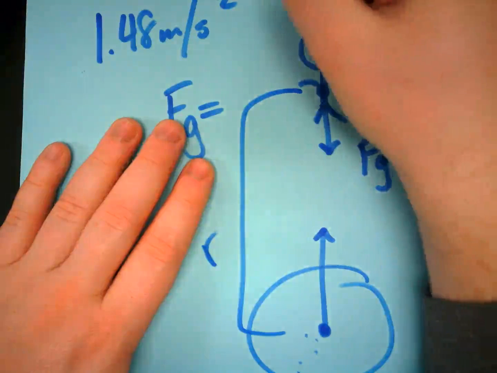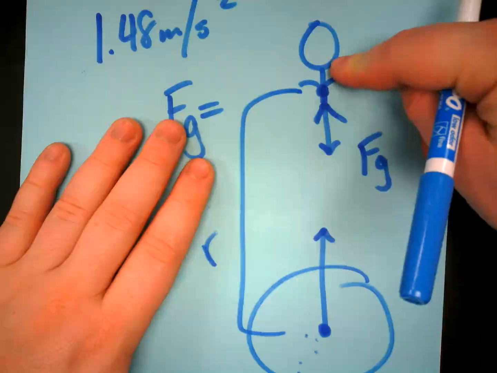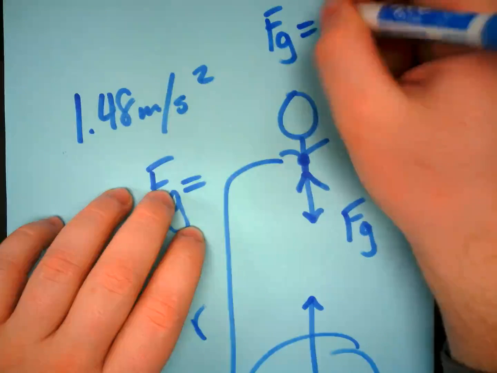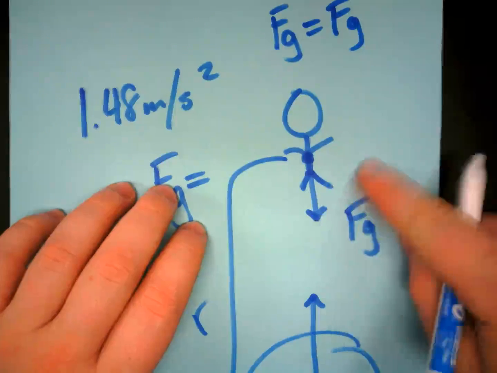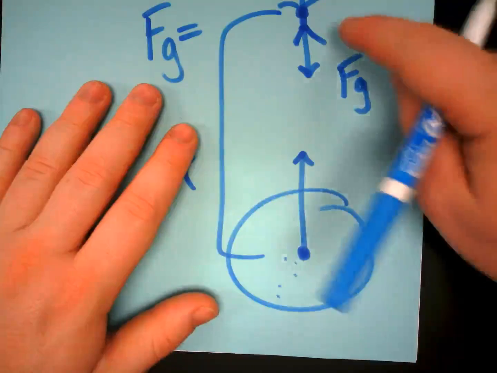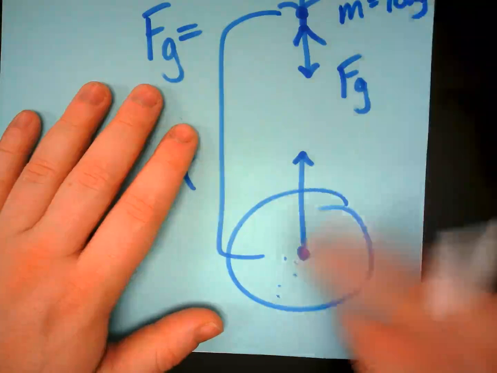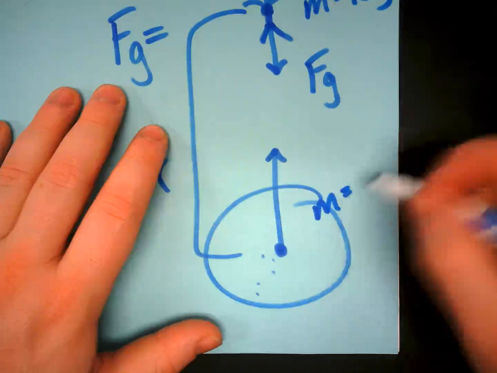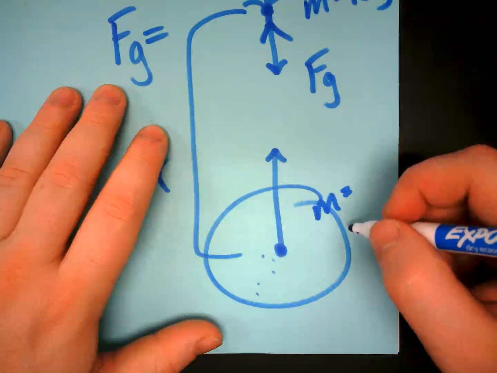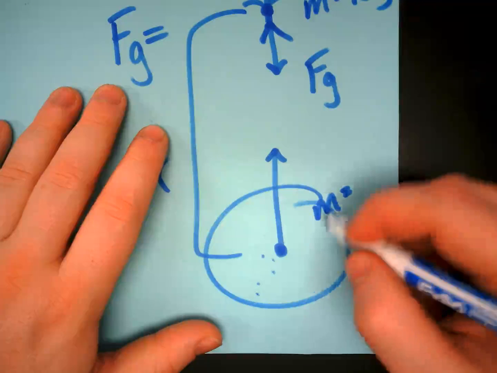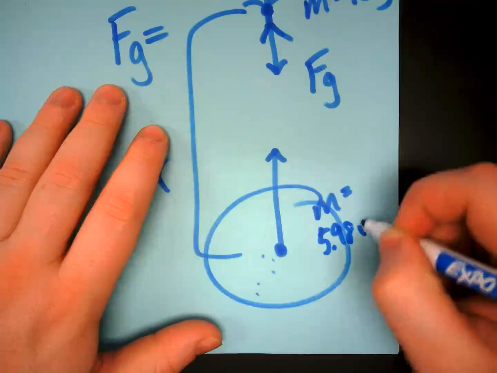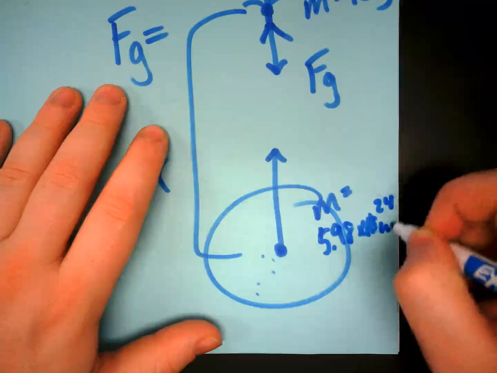So how is it that the weight that this guy exerts is the same as the force felt between them? Again, remember, this guy has a mass of just 90 kilograms. The Earth has a mass of specifically 5.98 times 10 to the 24th kilograms.